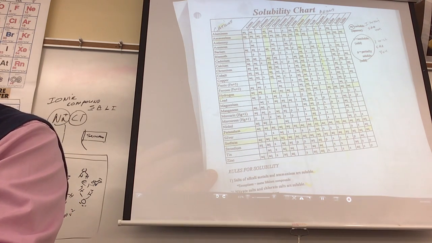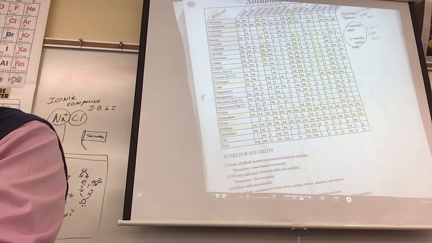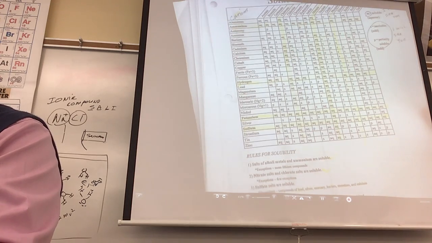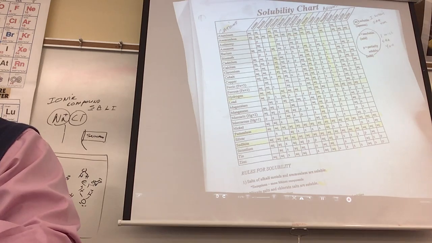All the acids are dissolved in water, right? Now, by the way, I'm not going to have you memorize this chart because I'll give it to you. You just have to know how to read it. I didn't say water dissolves everything, did I? I just said it dissolves a lot of things, and it does.